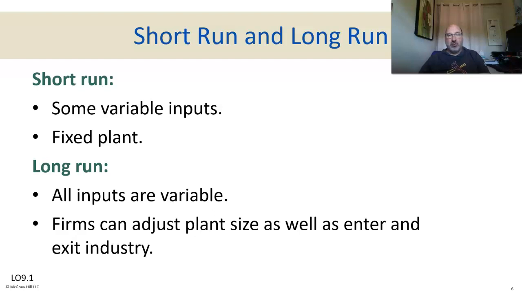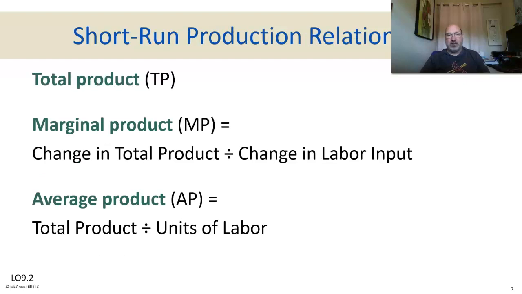So, short run and long run with this. Short run, there are variable inputs and there is a fixed plant. So you have variable and fixed cost in the short run. In the long run, there are no fixed costs. Everything is variable. The firm can adjust the plant size as well as enter and exit the industry. So everything is variable at that point.